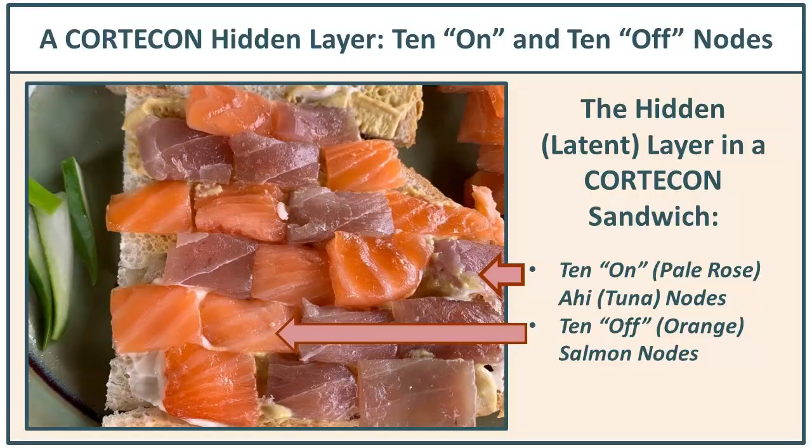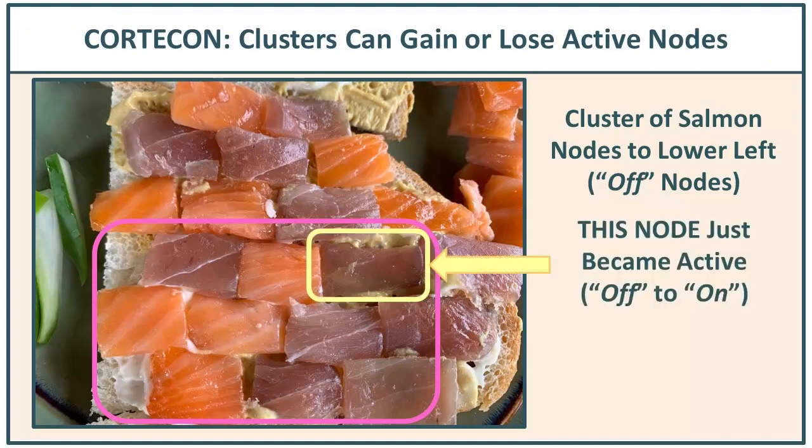We're making a notational statement. Okay, so we've got this scenario where the pale pink salmon is off and the dark ahi is on, off and on nodes. And I'm going to get a picture where I've just interchanged one of the pale pink salmon nodes with an ahi.